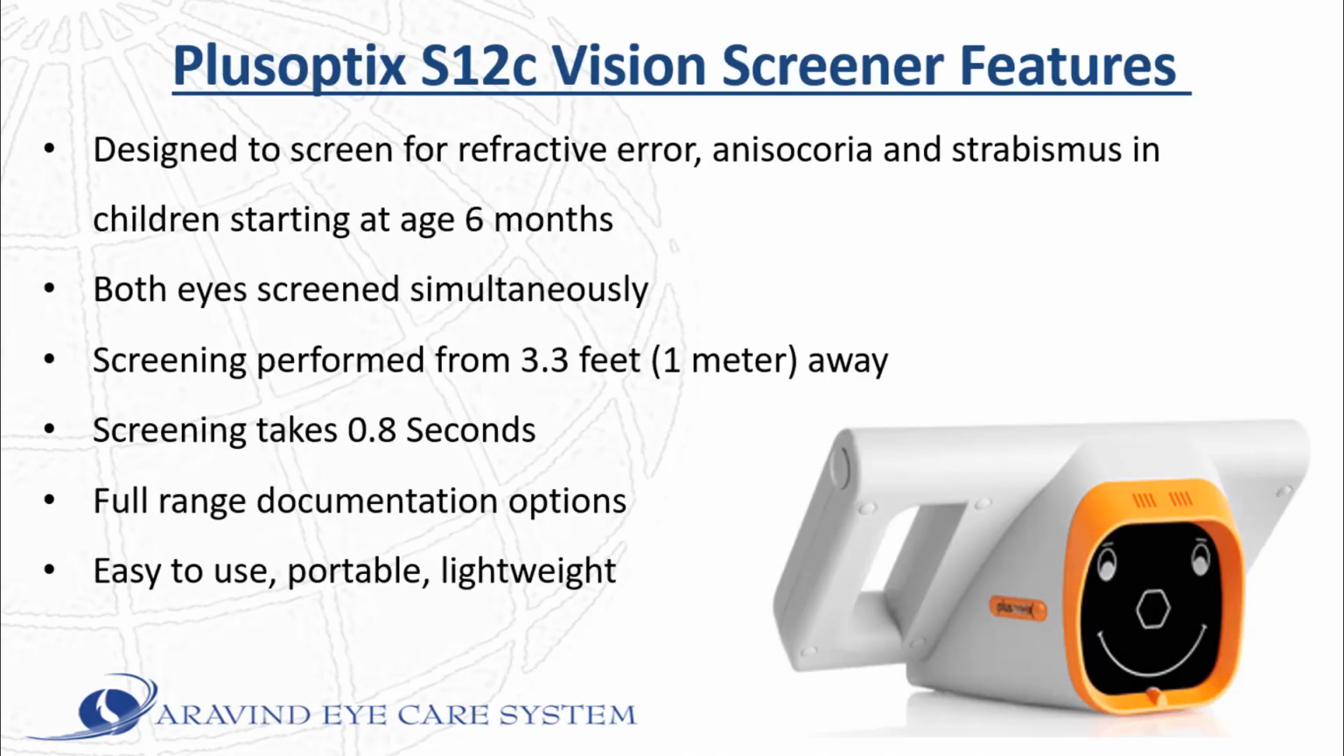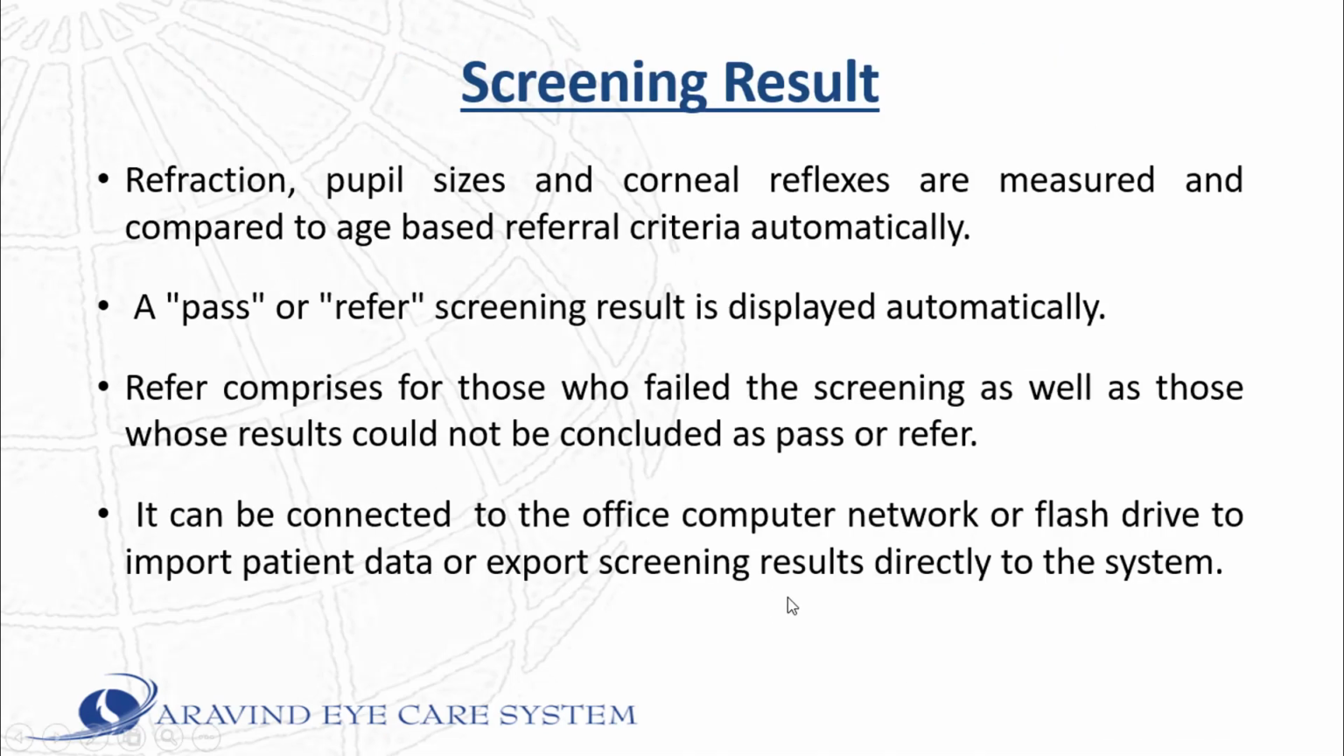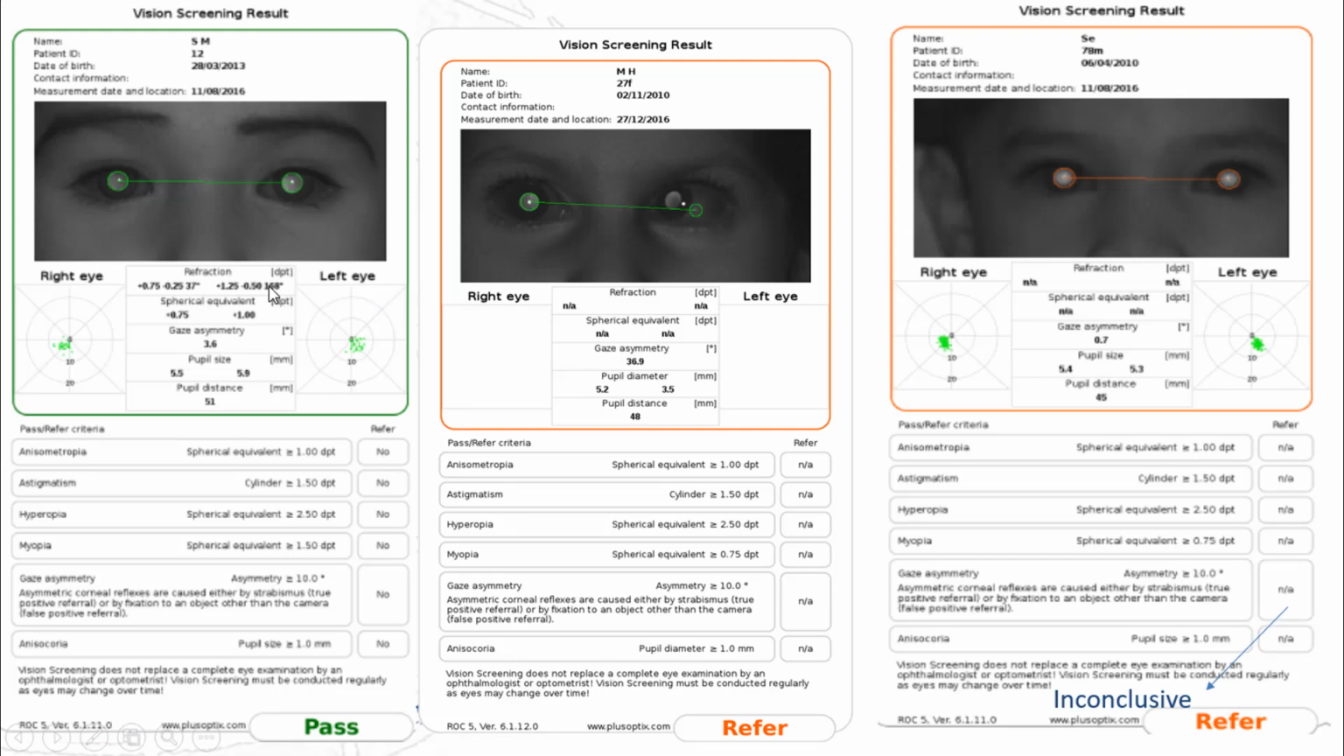So this is the model, and it can detect refractive error, pupil size, and the distance between both the pupils. You can see the size and distance it can measure. It gives the refractive error, and the age-matched criteria are already fed into the machine. We follow AAO guidelines, so we wanted that, and the manufacturer agreed and incorporated that criteria. And the machine gives pass, refer, or inconclusive.